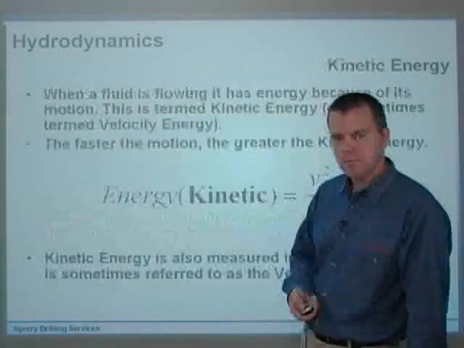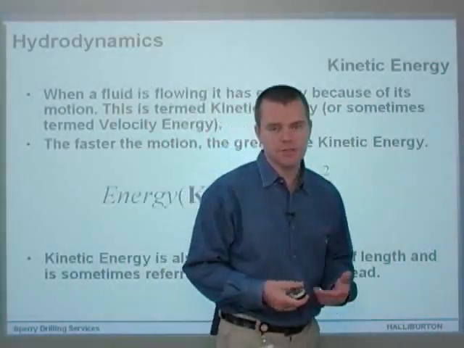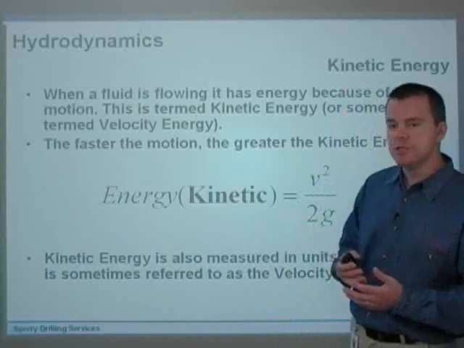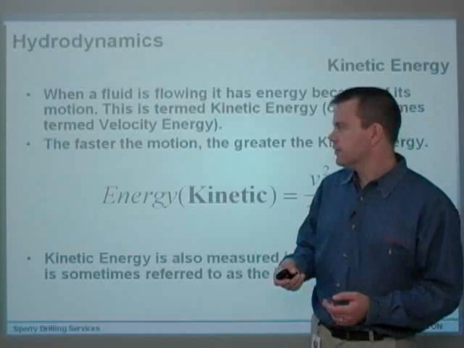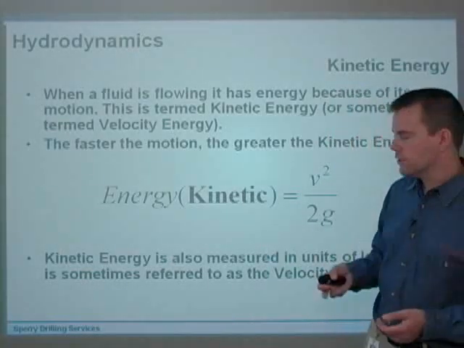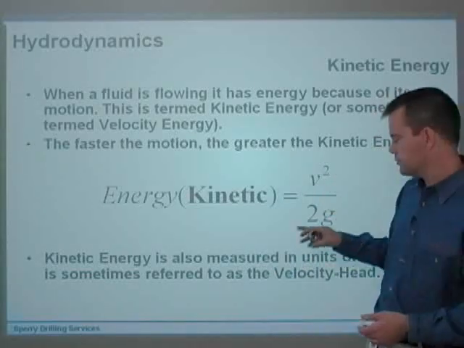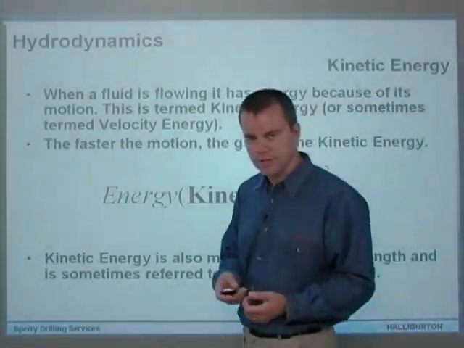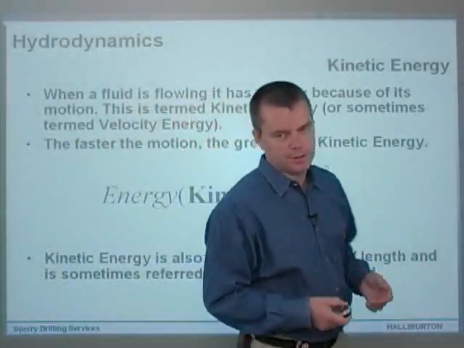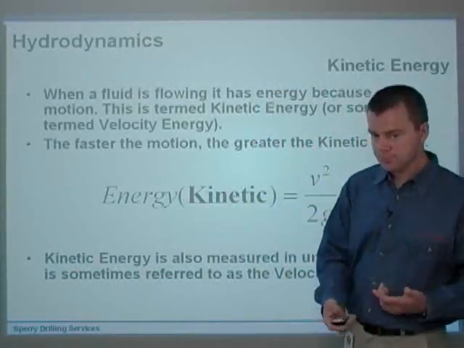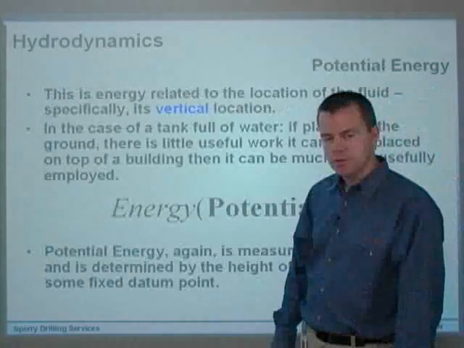The next type of energy in a fluid is kinetic energy. When a fluid is flowing, it has energy because of its motion, and that's called kinetic energy, or sometimes velocity energy in some texts. The faster the motion, the greater the kinetic energy. Kinetic energy equals v squared, velocity squared, divided by 2g, 2 times the gravitational constant. It is also measured in units of length, and sometimes referred to as the velocity head. So you've got a pressure head and a velocity head, and you can express those in length units if you particularly want to.